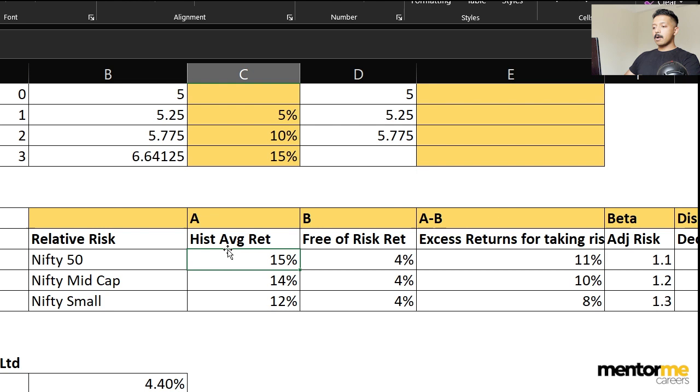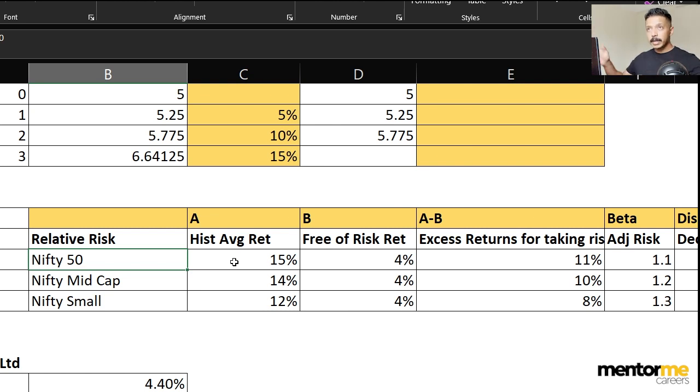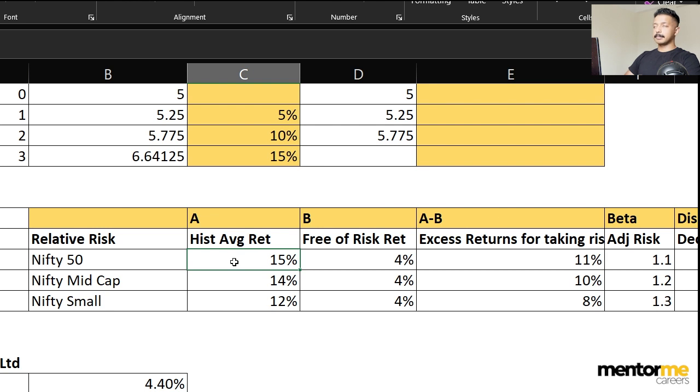Now, what you're trying to say is, what is the historical average return of the equity large cap asset class? We're saying that's about 15%. But we're talking about historical, so we don't know what is going to happen in the future. We've made an assumption that we calculate the last 5 years or 10 years returns of Nifty 50, and that comes out to be about 15%. Then we already know the risk-free rate, because that is the 10-year government bonds rate, which is about 4%.